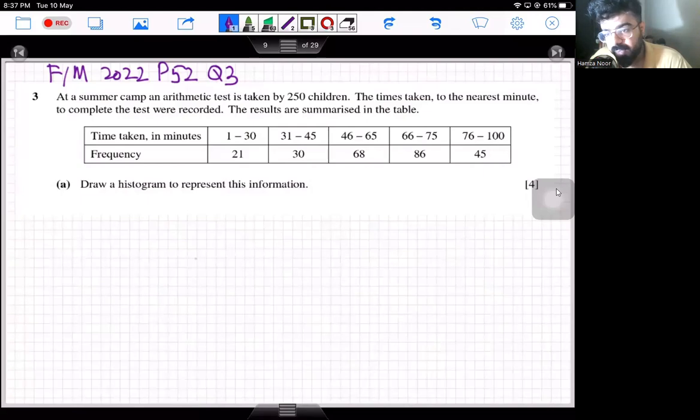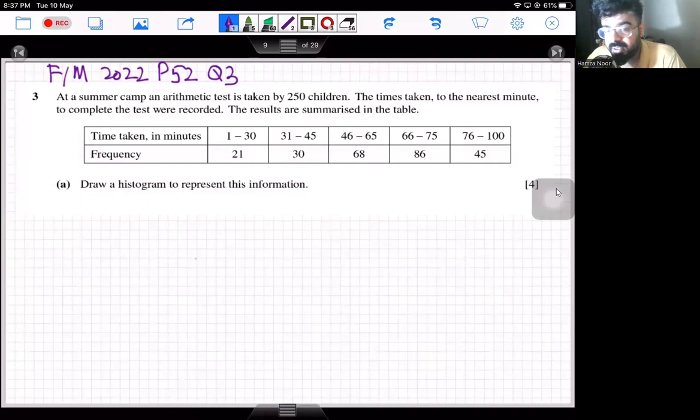Here we have February, March 2022, paper 52, question number 3. At a summer camp, an arithmetic test is taken by 250 children. The times taken to the nearest minute to complete the test were recorded. The results are summarized in the table.